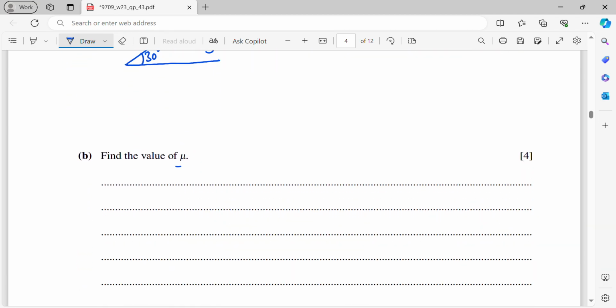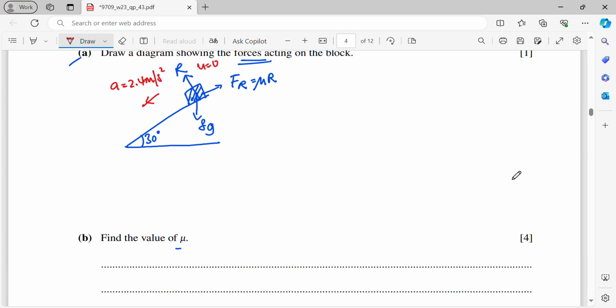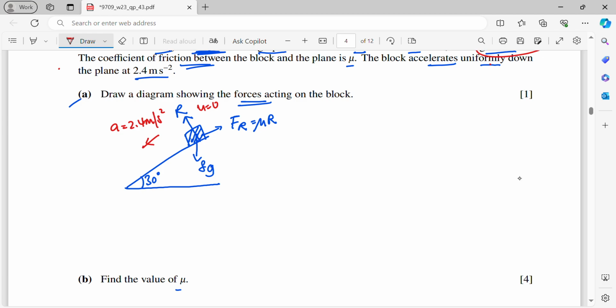Now B, find the value of mu. Okay, so for the value of mu, I know that this block is going to be moving down, and u is 0, because it starts from rest, and then accelerates uniformly down the plane at 2.4 meters per second squared, which means that a is 2.4 meters per second squared. Alright, so from here, to find the mu, I need to get the R first. If you refer to this plane, here is 30 degrees, that means this angle is also 30 degrees.